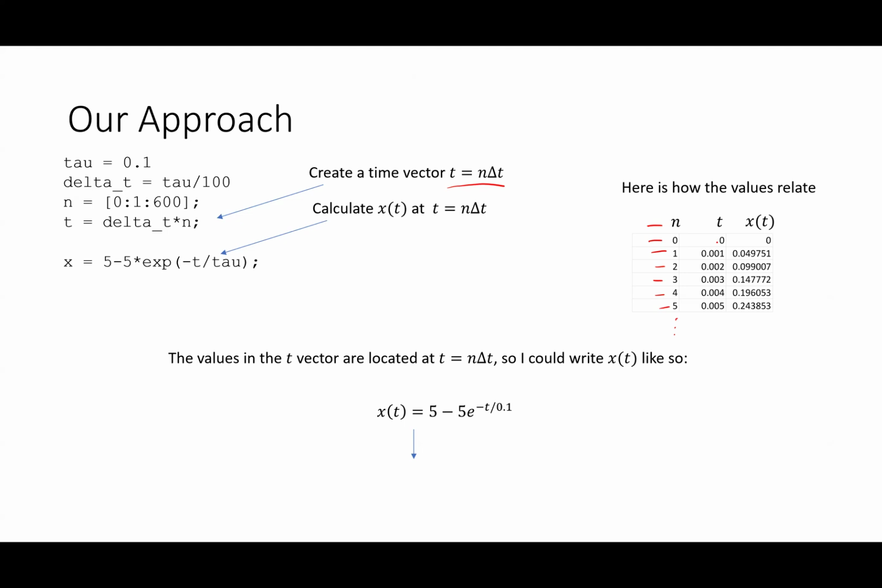1 times delta t. So in this particular case, what is my delta t? Tau was 0.1. Delta t was tau divided by 100. So my delta t is equal to 0.1 divided by 100, or 0.001. So when I multiply that vector of integers by delta t, what I get is 0.001, 0.002, 0.003, 0.004, right?